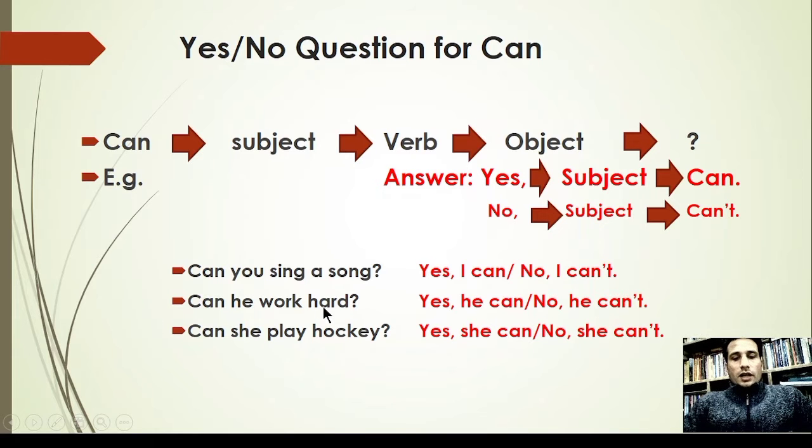Can he work hard? Yes, he can. And if he cannot work hard, no, he can't. Can she play hockey? Yes, she can. And if she cannot, no, she can't. So that is how we have to make yes/no questions, and that is how we have to answer such questions.